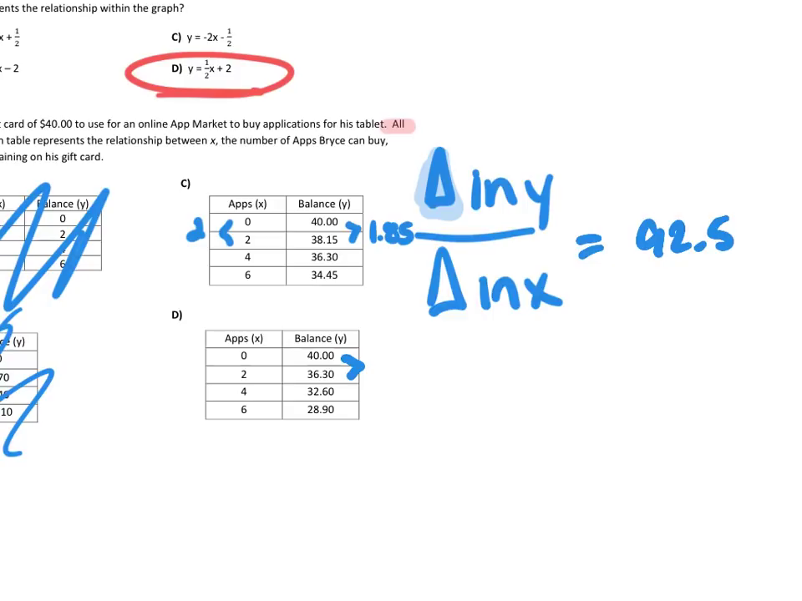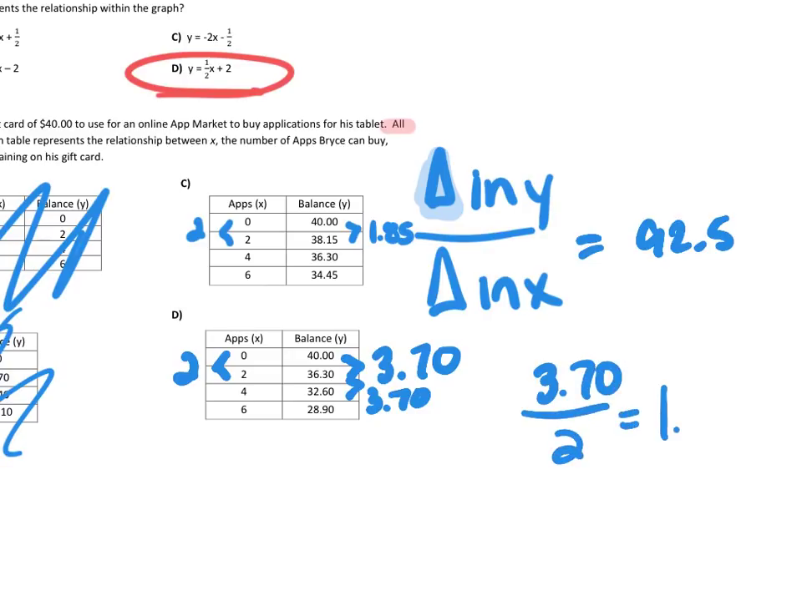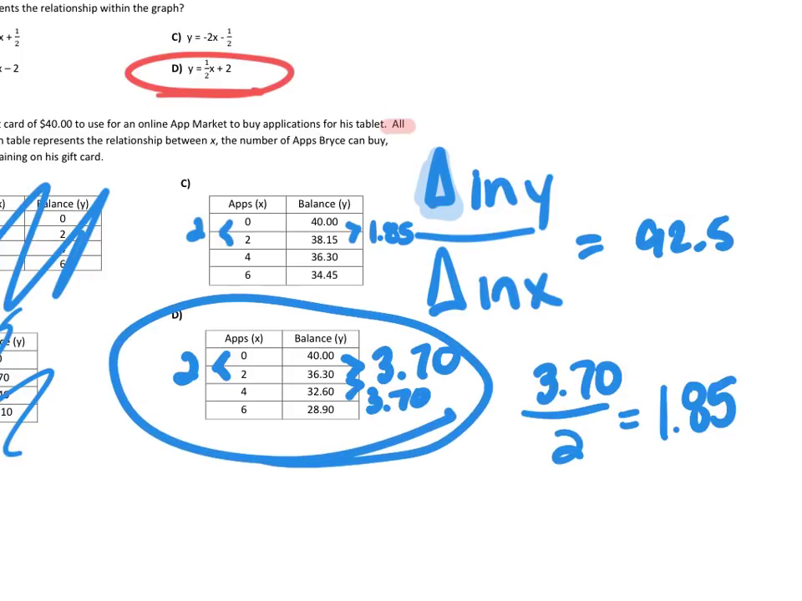So this one went down $3.70 for 2 apps. And it looks like it continues that pattern, right? So $3.70 divided by 2 equals $1.85. So here's our answer choice. Okay.